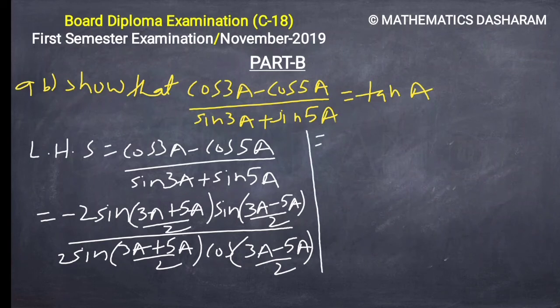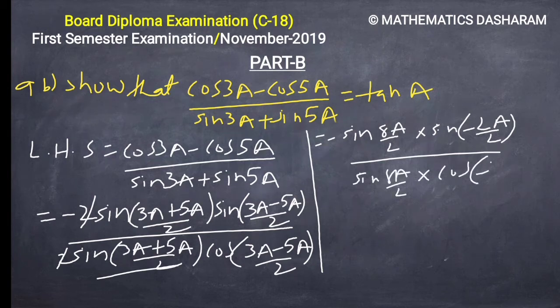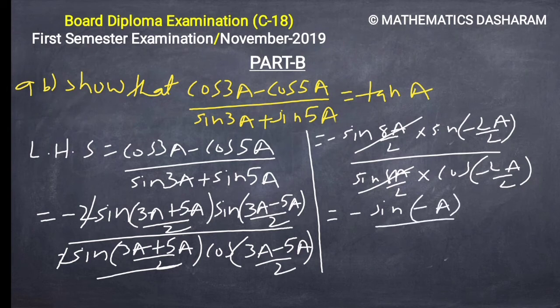So it equals, here 2 cancels, so minus sin (3a plus 5a is 8a) by 2 into sin (3a minus 5a is minus 2a) by 2, divided by, here also in the denominator, sin 8a by 2 into cos (minus 2a) by 2. So here sin 8a by 2 and sin 8a by 2 cancel, so minus, here sin (minus 2a) by 2 is sin minus a, divided by cos (minus 2a) by 2 is cos minus a.